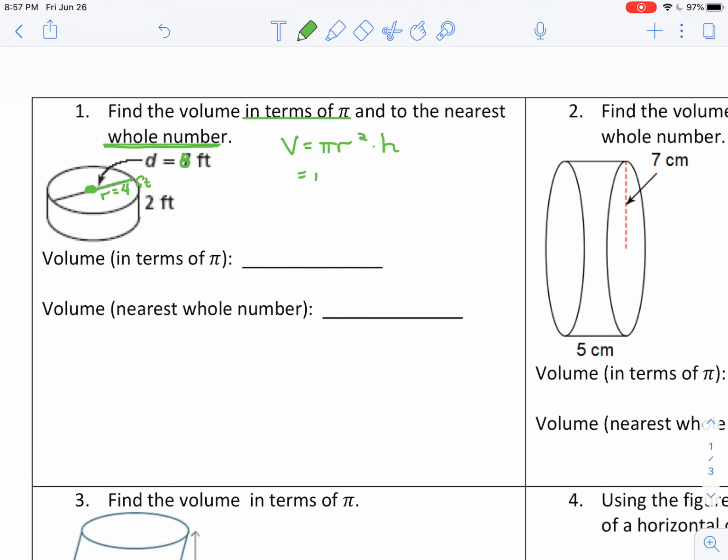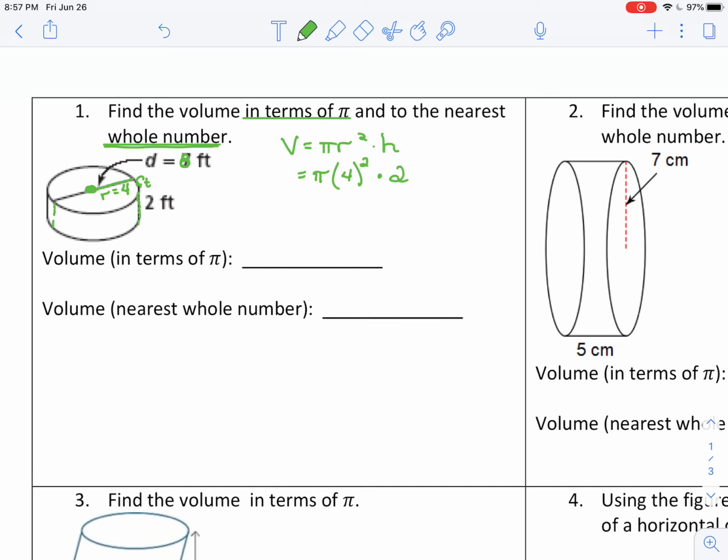So pi is a number. Remember, this is that 3.14-ish number that goes on forever. I'm just going to use this for now. I'll show you how to use your calculator's pi button later. Times r, which was 4. We have to multiply 4 times itself, 4 squared. And then we're going to multiply by the height, which remember was the distance from one circle to the other circle, which you can see over here is labeled as 2 feet.